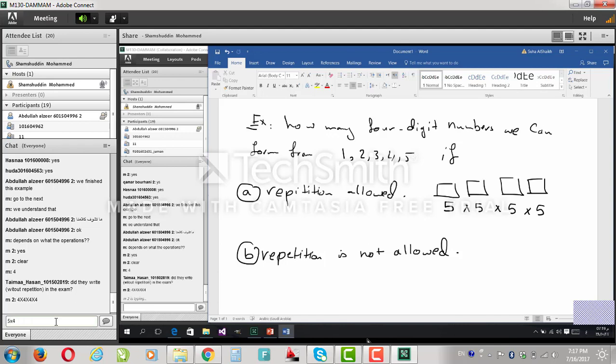So the result is 5 to the power 4, equal to 625.